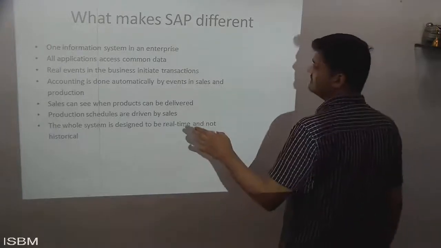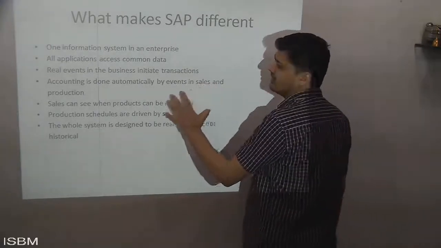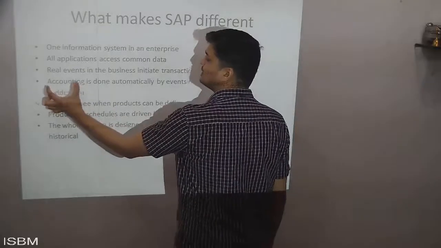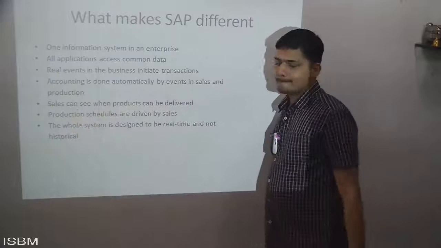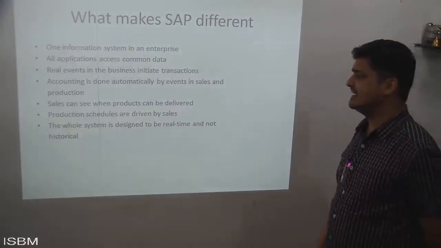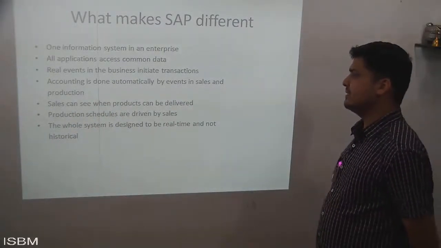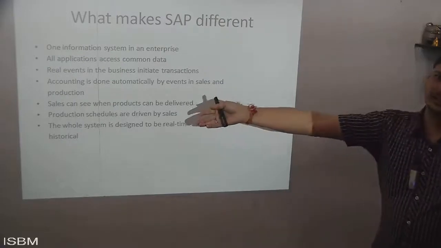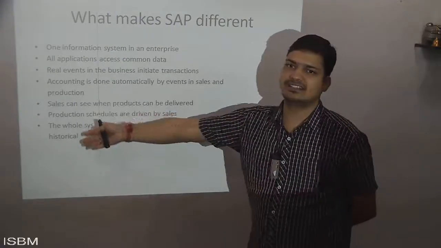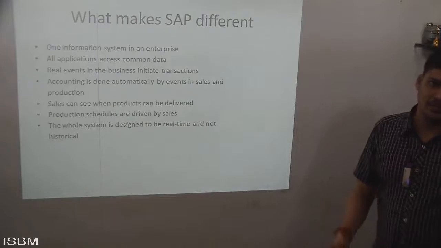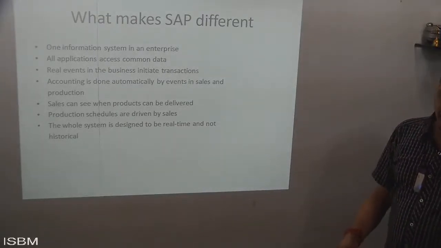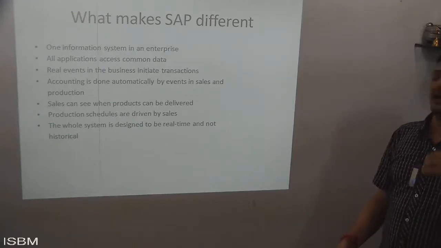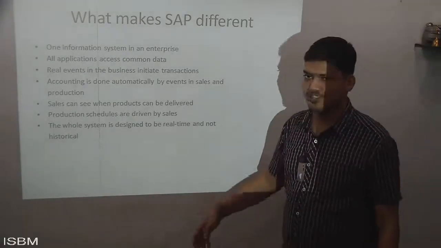Taxes and all the things. So that's why it is easy for the organization to integrate the accounting department, the sales and production. Sales can be seen in products delivered. When the product is delivered, you can see the sales. So you can find out at the end of the day how much sales we have done, how much production has been done in our manufacturing department or production department.